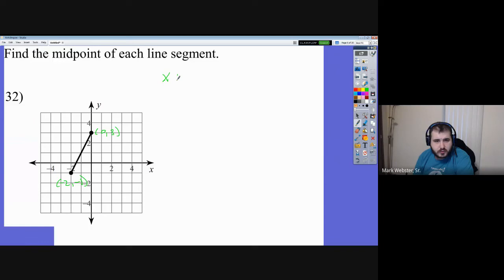Here's your x, 0 and -2. Right, and then your y is -1 plus 3, over 2. And then you get the answer of (-1, 1).